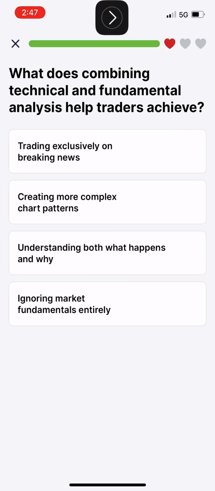What does combining technical and fundamental analysis help traders achieve? Trading exclusively on breaking news. Creating more complex chart patterns. Understanding both what happens and why. Ignoring market fundamentals entirely.